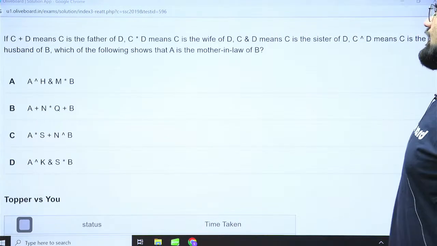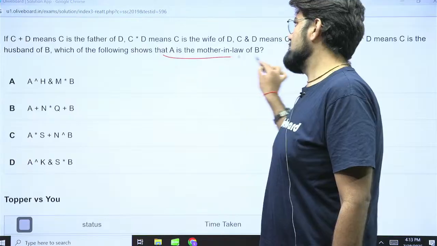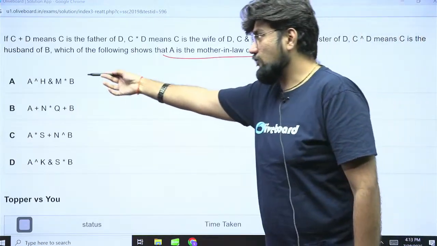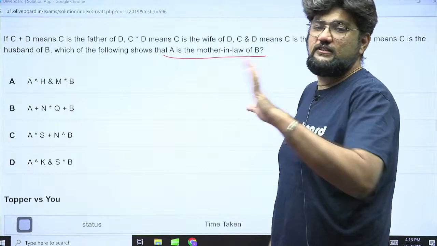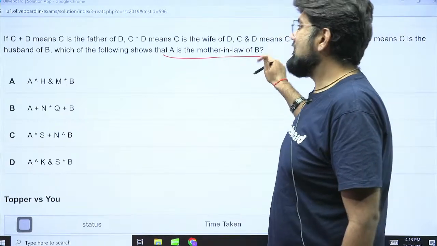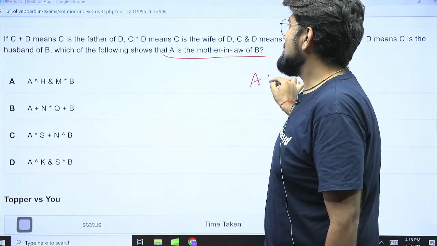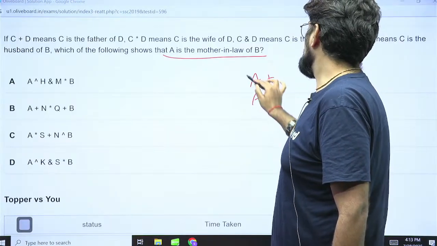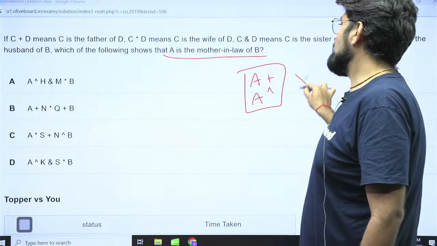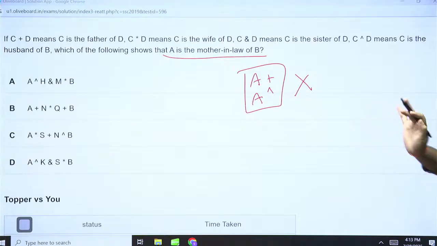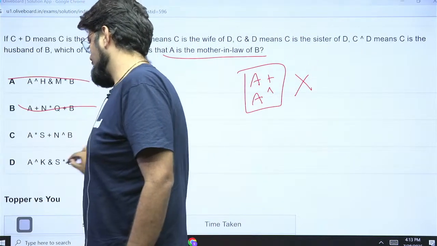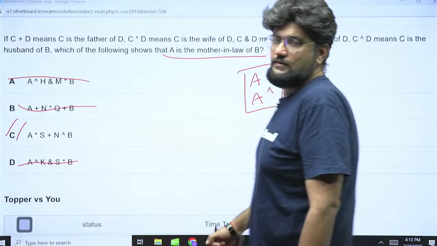They are asking you A should be the mother-in-law of B. So A has to be a female. First step always in these questions where you have to check between expressions, always eliminate the gender. That means A cannot be a male. So A cannot have a plus sign and A cannot have an exponent sign after it. This is not allowed because A will become a male in these cases. Rest everything is possible. If you observe A exponent, A plus, A exponent, only option C is the correct answer.